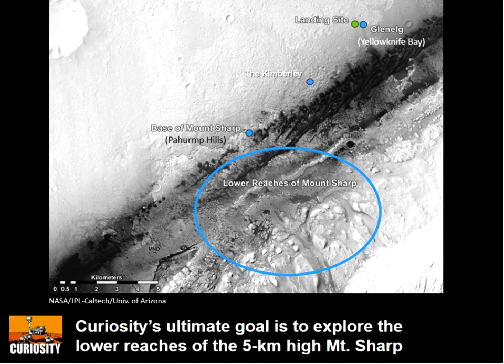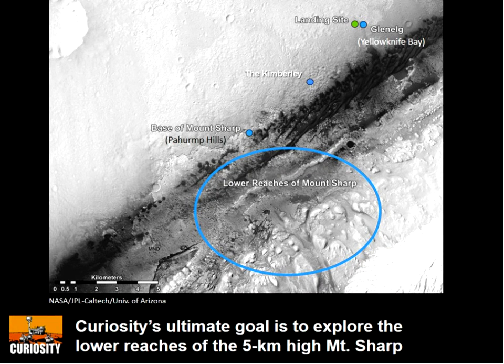Okay, so then we headed out. You can see up on the top of this map, our landing site is a green dot, Yellowknife Bay in the blue dot, just 500 meters to the right. And then we spent about 15 months driving all the way from Yellowknife Bay to the site that's labeled base of Mount Sharp. So we spent about 15 months driving about 10 miles, or actually 10 kilometers.